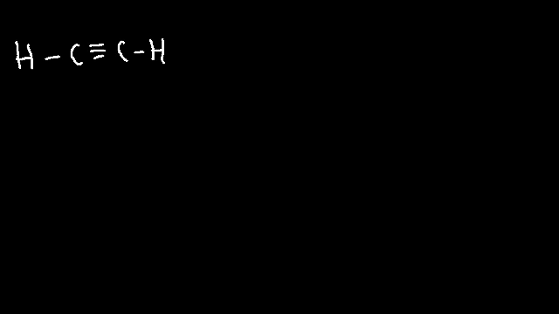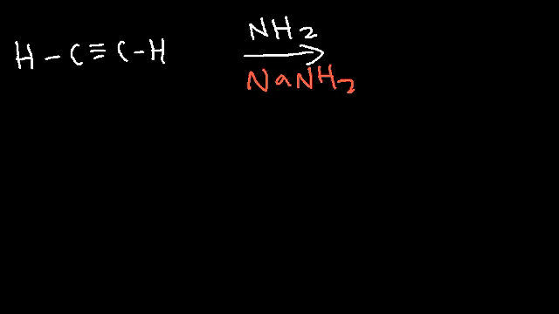And what we're going to do first is add sodium amide to it, NaNH2. The NH2 ion is a very strong base. It's strong enough to remove the hydrogen from the alkyne. The pKa of an alkyne is relatively acidic. It's about 25 compared to most carbon-hydrogen bonds.